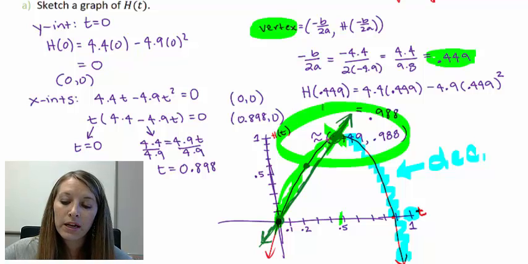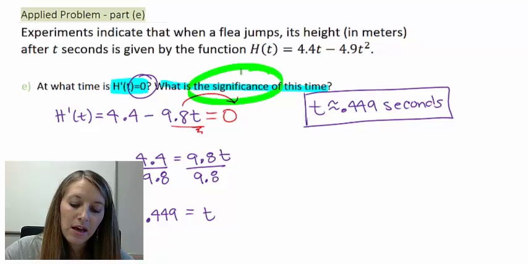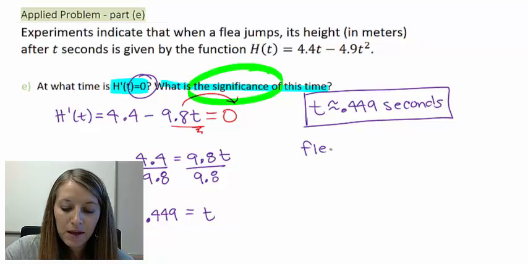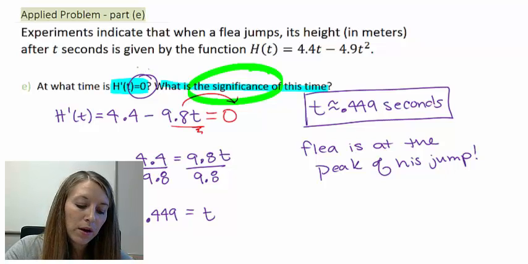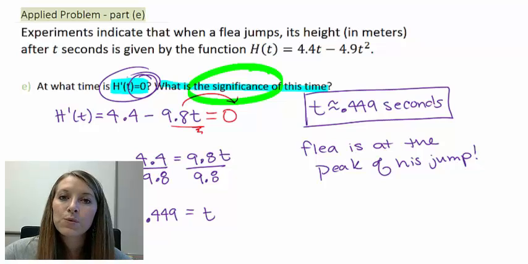So specifically, why is that important for the flea? Well, that's when the flea is at the peak. So why is this significant? Because the flea is at the peak of his jump. If we ever compute when our derivative is equal to 0, that's when the rate changes from increasing to decreasing or decreasing to increasing. This is where I'm going to stop this video, and in the next one, I'll come back and compute part F.